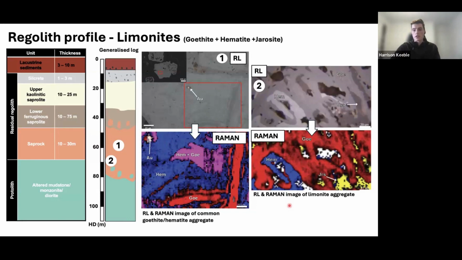A really interesting and important discovery when we did this Raman analysis was the presence of jarosite with the goethite and hematite. The presence of jarosite with these meant that we could redefine the oxides as limonites, which I'm sure many of you are aware of what that means, but essentially it's a mixture between goethite, hematite, and jarosite. In hindsight, you can see the different colors and the different minerals they're associated with, which was a really good guide, particularly for targeting other analysis further down the track in the project.